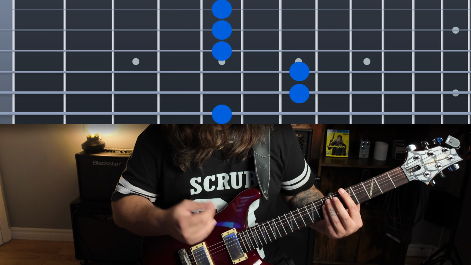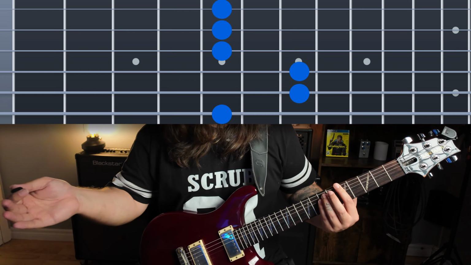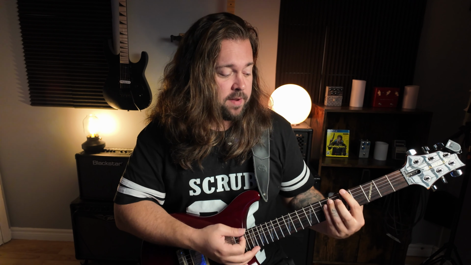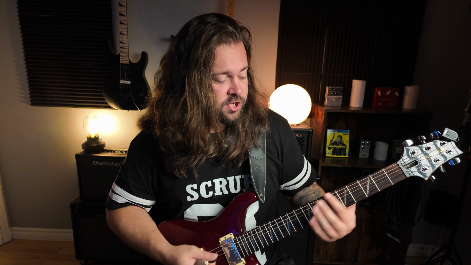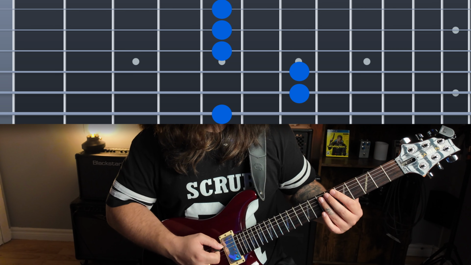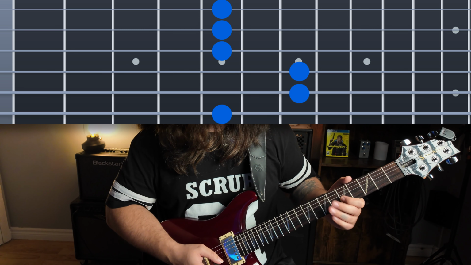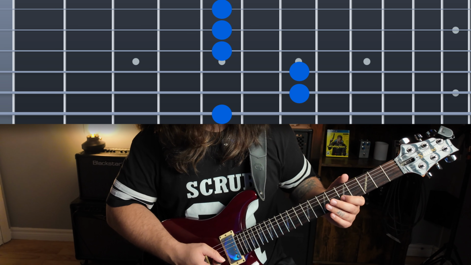So I got this E-shaped A minor. Most people call it the barred chord. If you know the CAGED system, you know that this is an E shape, right? So I know that in this chord shape, I have my root, a fifth, another root, the octave. I got a third, it's a minor third in this case, a fifth, and another root.